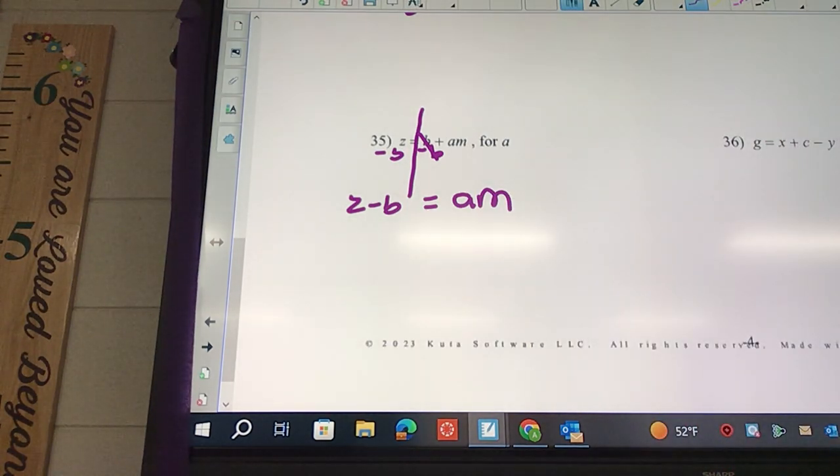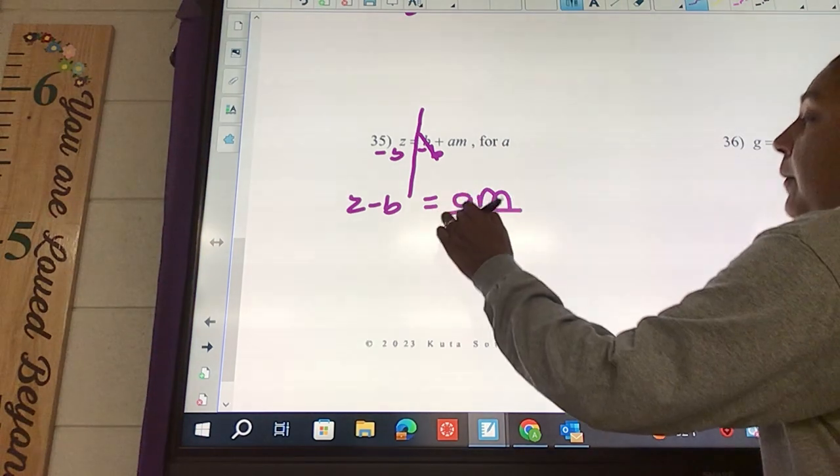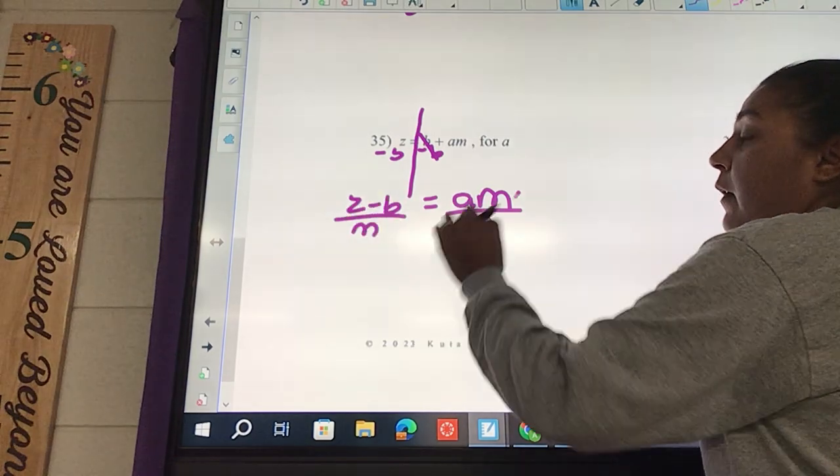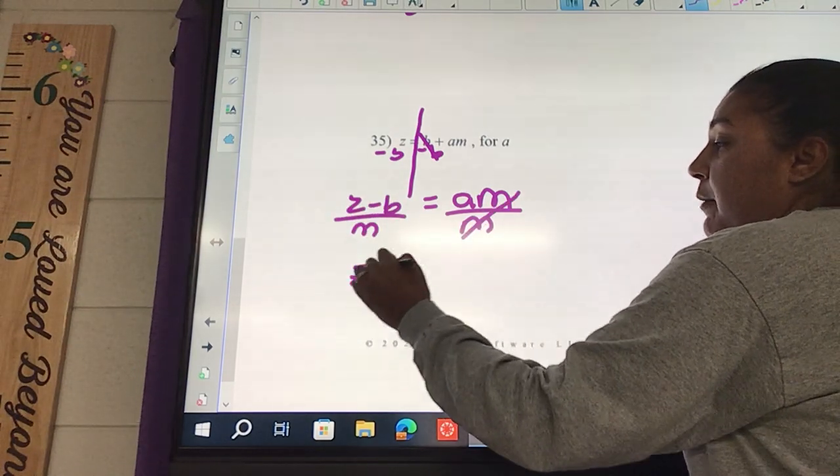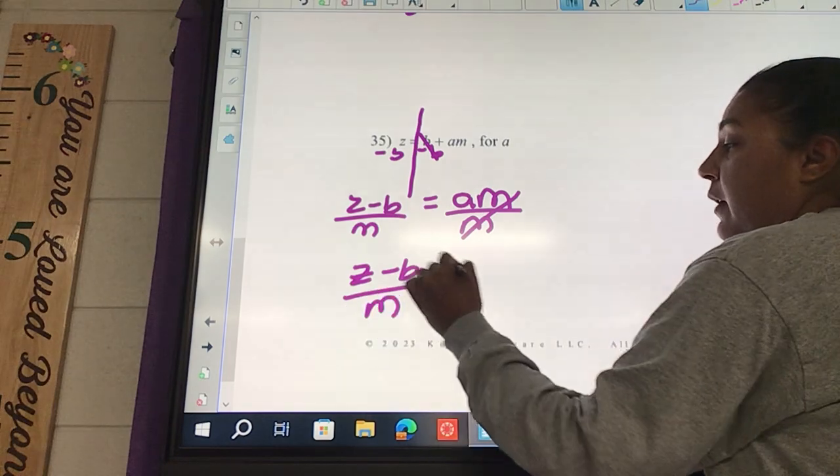And then what? Divide the M. Divide the M. Okay, so my final answer is going to be Z minus B over M equals A.